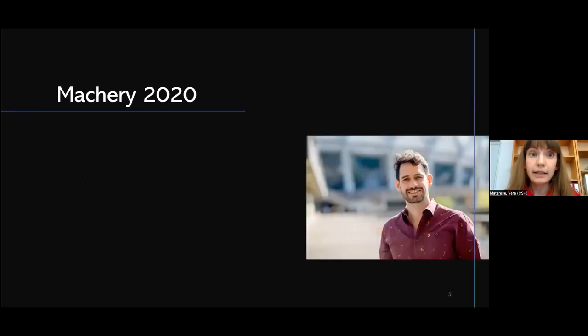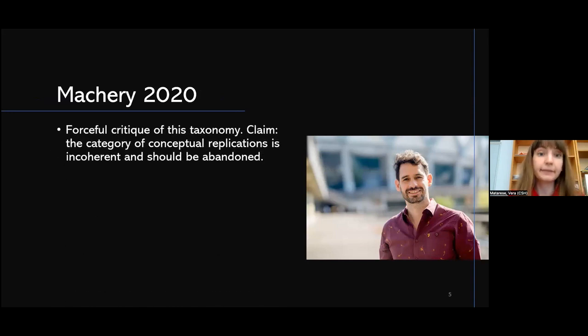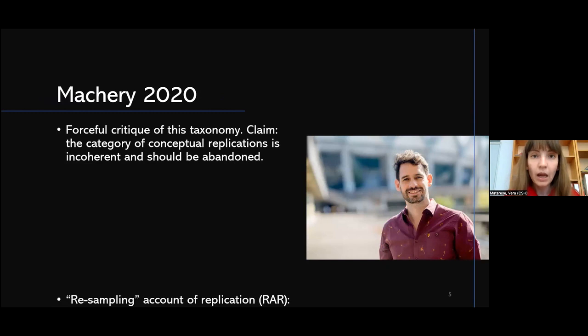So then in 2020, Matarese, a philosopher of science from Pittsburgh, published a breakthrough contribution in the Philosophy of Science journal, where he forcefully critiques this taxonomy that I just sketched out. So his claim is that the category of conceptual replication is incoherent and for this reason should be abandoned.